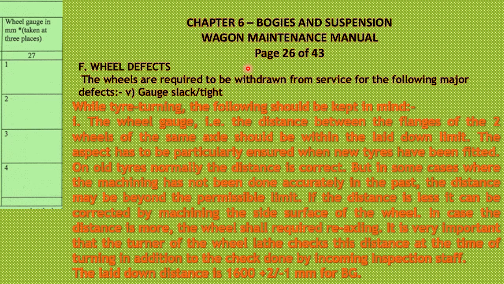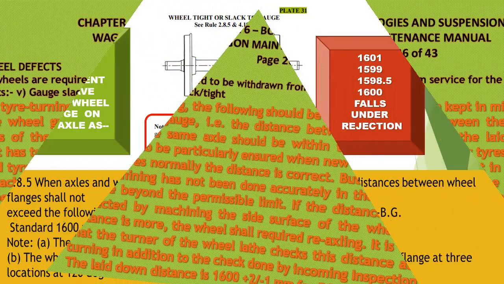It is very important that the turner of the wheel lathe checks this distance at the time of turning, in addition to the check done by incoming inspection staff. The laid-down tolerance is 1600 plus 2 minus 1 mm for broad gauge.